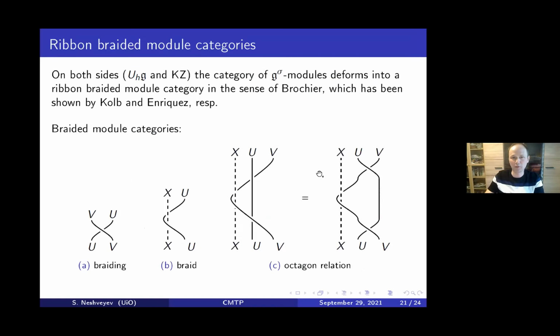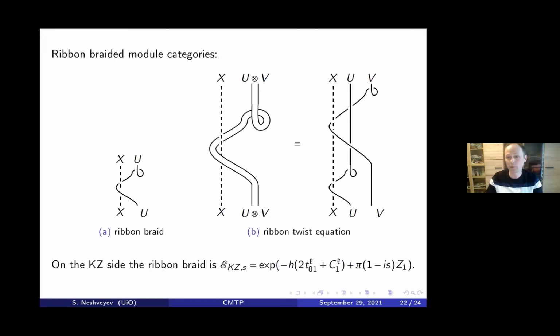In the case of the Q side, in the case of Letzter coideals, this was done by Kolb, based on earlier work of Kolb and Balagovic. On the KZ side, that was basically done by Enriquez, although Enriquez's work is from 15 years ago when the notion of braided module category did not really exist. So it's not exactly what he stated, but it's basically there. So now we are really in the position where we can compare these two approaches.